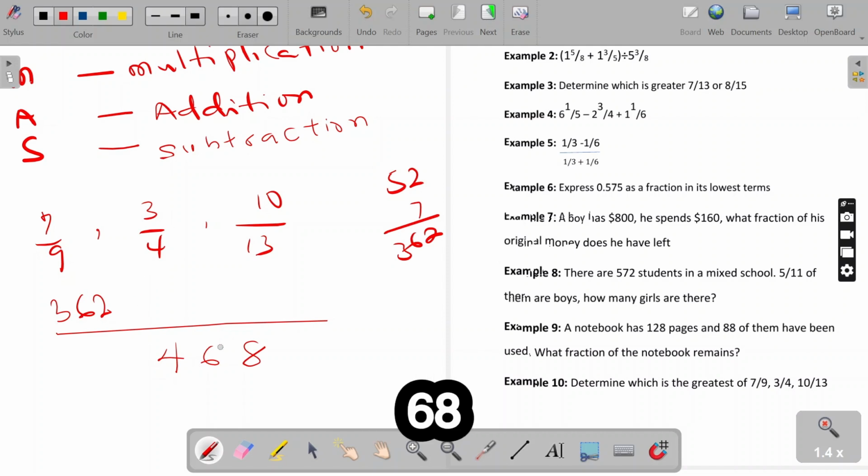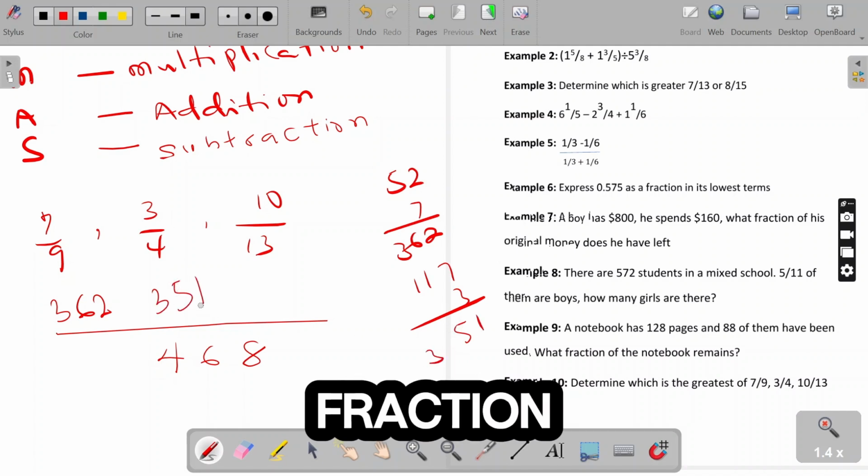So we say 52 times 7. And that will give me 364. So a fraction of this 468, 364. 4 goes in 468 is 117. So 117 times 3 will give me 351. So this represents 351. That's the fraction of this.